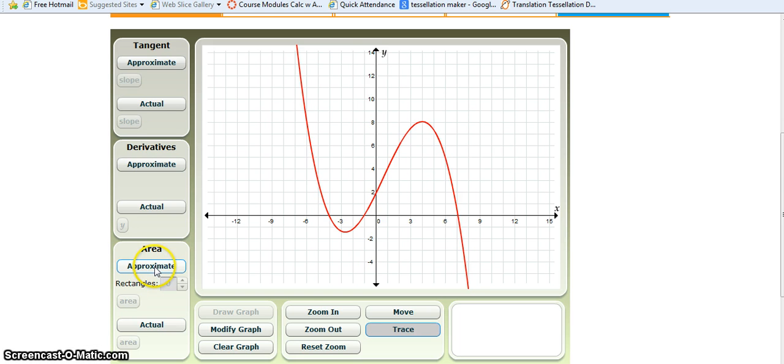So you click approximate. And if you read over here, it always tells you what to do. It says select 2 points on the x-axis as the upper and lower limits. So when we do area, unlike derivatives where we found the tangent line for the whole curve, for area we have to have upper and lower limits. So let's say I want to find the area from when x is 1 to x is 7. That means I'm going to find the area under the curve between the x-axis and this.